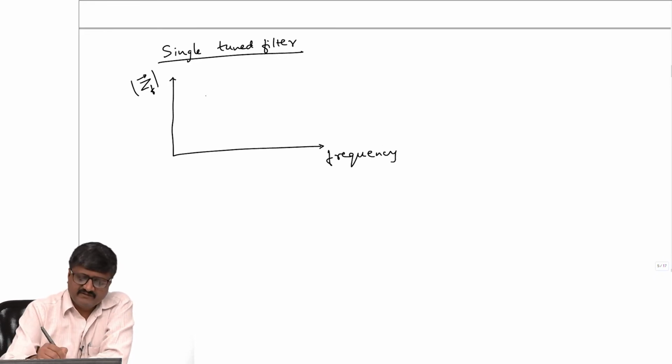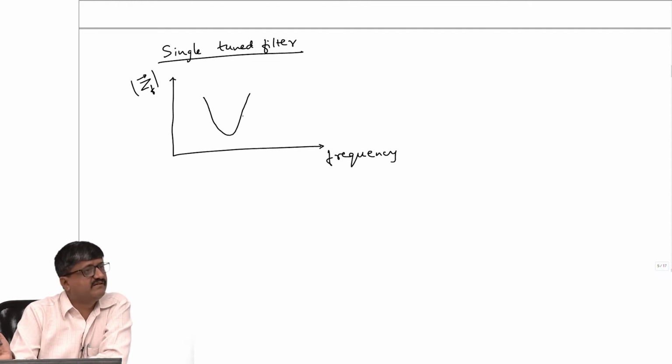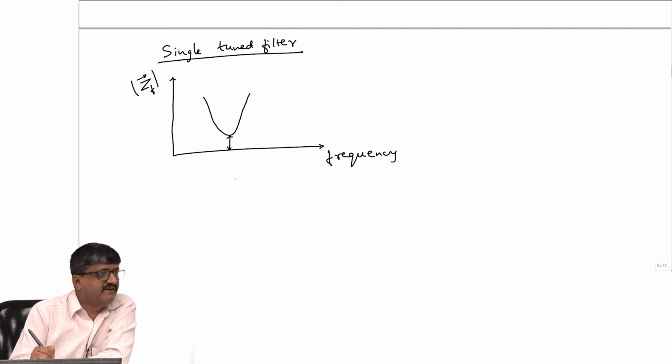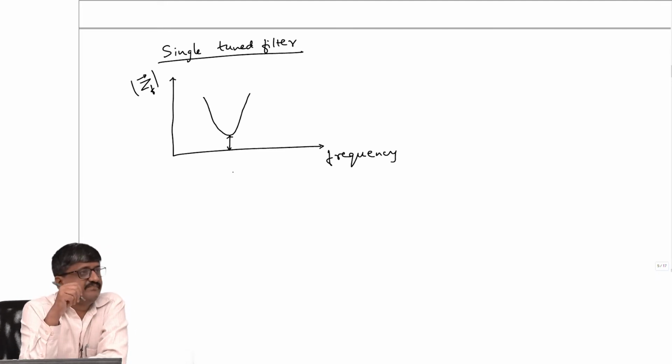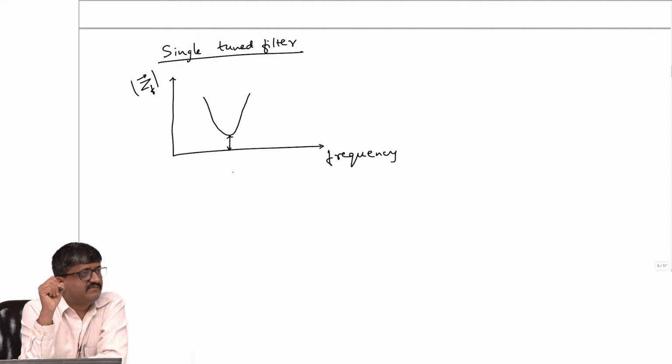Okay. So, it is somewhat like this. At one value, I get a minimum value of impedance. What is that minimum value for a single tuned filter? What is this value? The minimum value of the filter impedance for a single tuned filter is at some frequency.